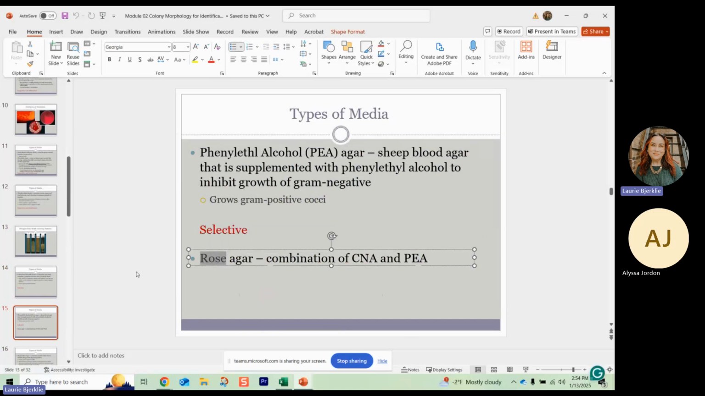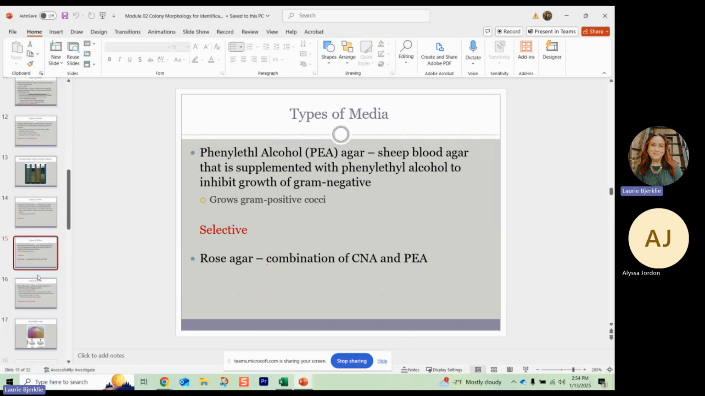There's also another agar out there called Rose agar. It's a combination, it has both CNA and PEA in it. Again, it's selective, looking just for gram-positives. There's a ton of different agars out there. Like I said, we're just mentioning some of the main ones.